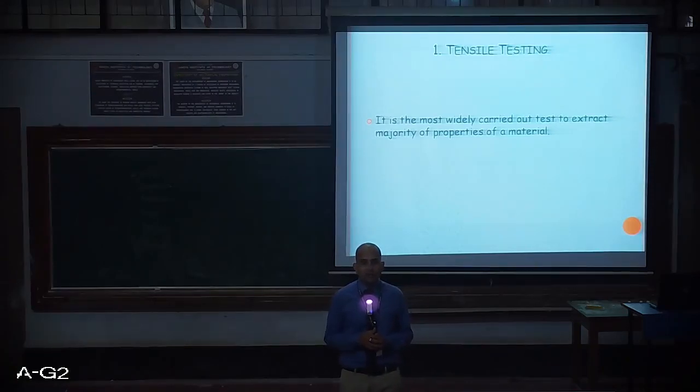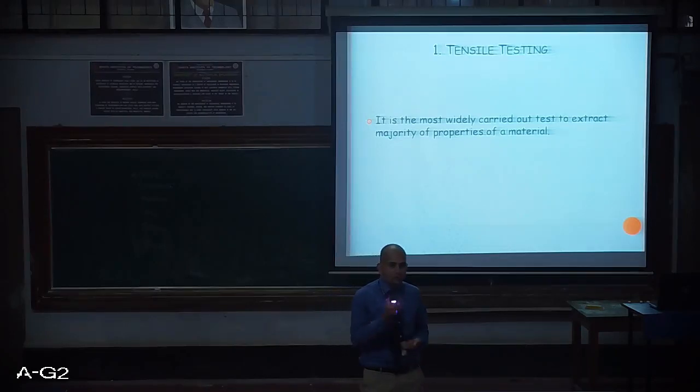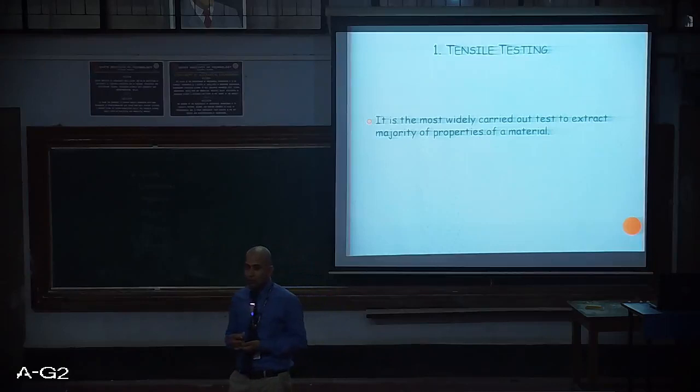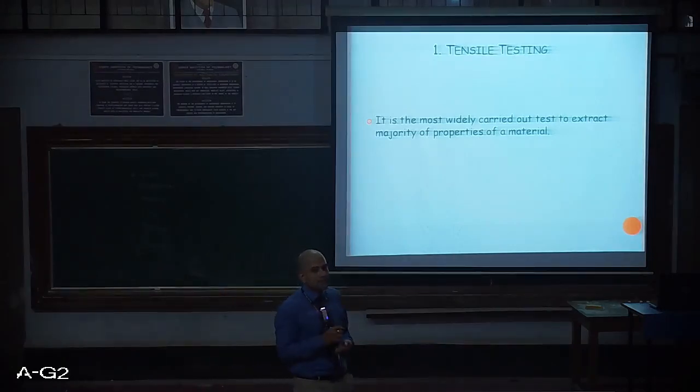The UTM machine will have two jaws. One is called the upper jaw and the other one is called the lower jaw. The machine component is put into the jaws and fixed there. And then what we do is apply load on that material. And with respect to time, we see how much elongation is happening in the material with the help of an instrument called an extensometer.